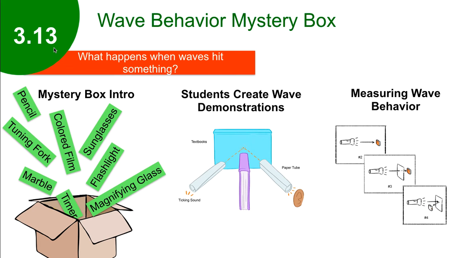In lesson 13, students prove that they actually understand what happens when waves hit an object. They use different objects from our mystery box to create tabletop demonstrations of reflection, absorption, and transmission. And then the last part of the lesson, students are going to quantify these different types of wave behavior using the light sensor in the Pocket Lab devices.